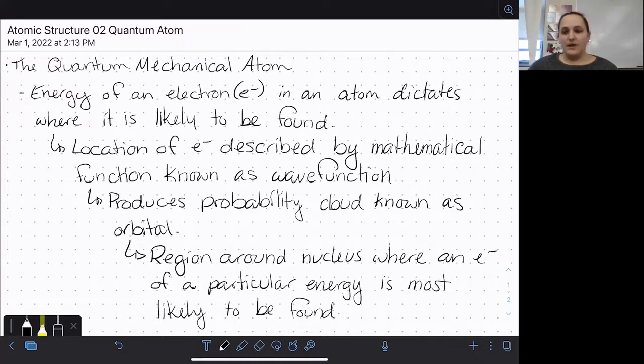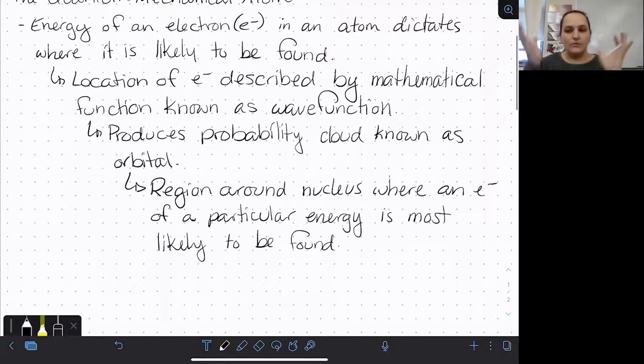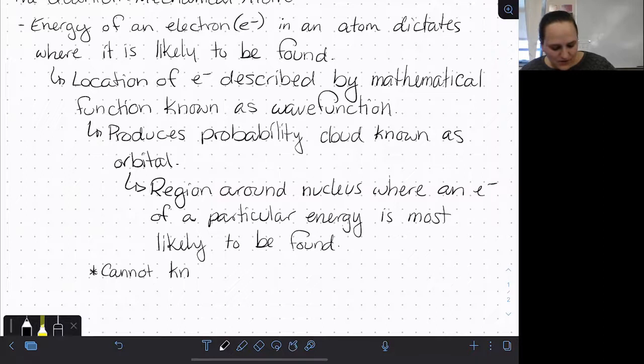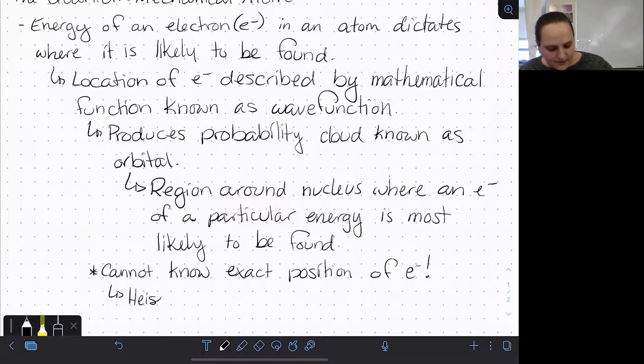So at any given moment in time, we cannot know exactly where an electron is, but we can know where it's likely to be. We can know that it's almost certainly within this particular region of space that is outlined by our wave function. So we cannot know the exact position of our electron. This idea that we cannot know exactly where our electron is is known as Heisenberg's uncertainty principle.